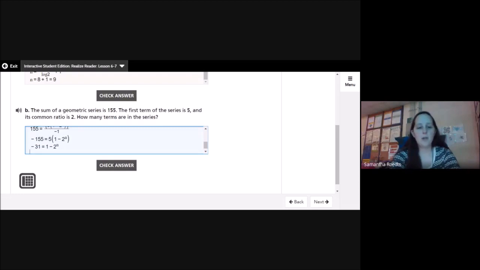Okay. I'm going to do a little bit of rearranging here. So I have 2 to the nth equals 1 plus 31. So 2 to the nth equals 32. I'm going to take the log of both of these. I can move the n down front. So n equals log of 32 divided by log of 2, which gives me 5.